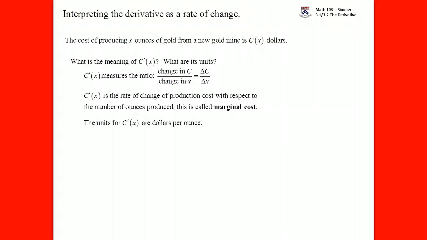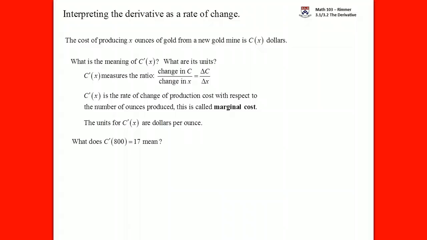Okay? So if I say that the derivative is some number, I can turn it into a fraction and I can interpret it. What kind of units? Well, look at what it measures. It measures how the cost changes when the input changes. So the cost is in dollars and the input is in ounces. So if it's this fraction, then it's going to be dollars per ounce. That's going to be the unit.